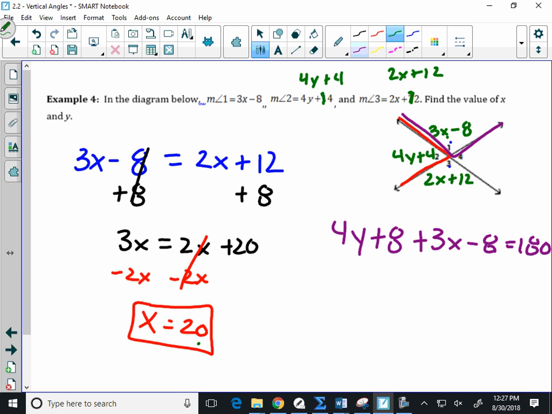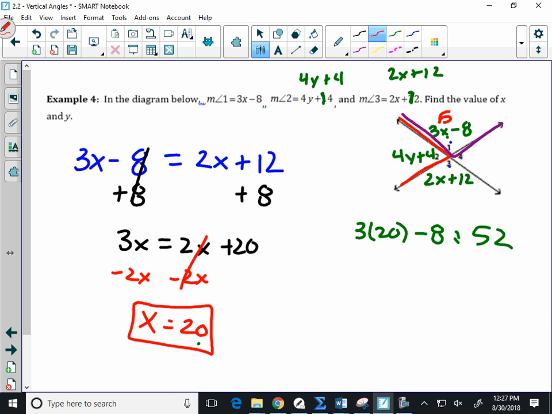So we can take 20 and plug it in for x and get 52. So I know this angle right here is 52 degrees. We know these are a linear pair. We know they add to 180 degrees. So we can do 4y plus 4 plus 52 equals 180 degrees. You can also, as Gabe said, just subtract 52 from 180 and set equal to that.